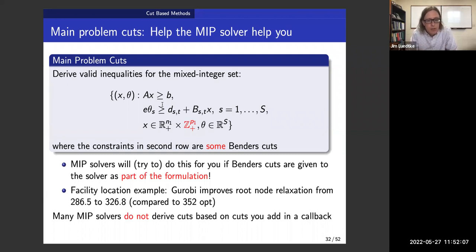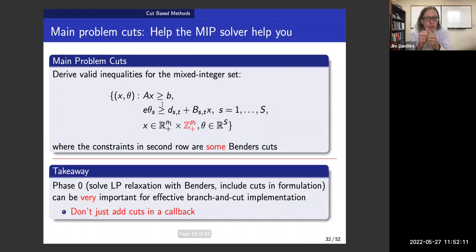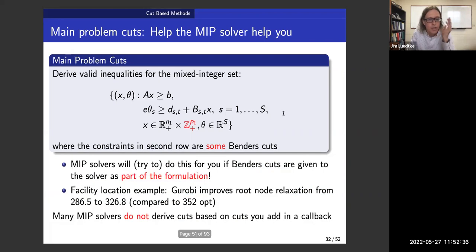And so in particular, this is why it's important to do this initial phase where I initialize my problem with some family of Benders cuts. For example, that could be by solving the LP relaxation with Benders cuts and including these cuts in the formulation rather than just adding cuts in callbacks. Because by including them in the formulation, it guarantees that the solver can make use of those cuts to generate all its general purpose cuts and improve the LP relaxation value.